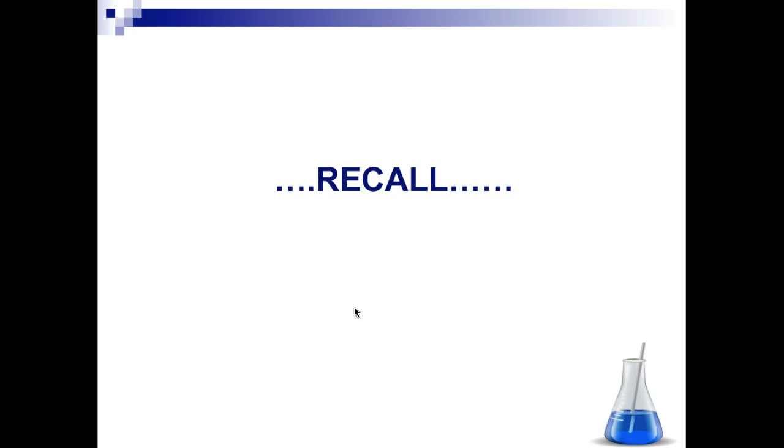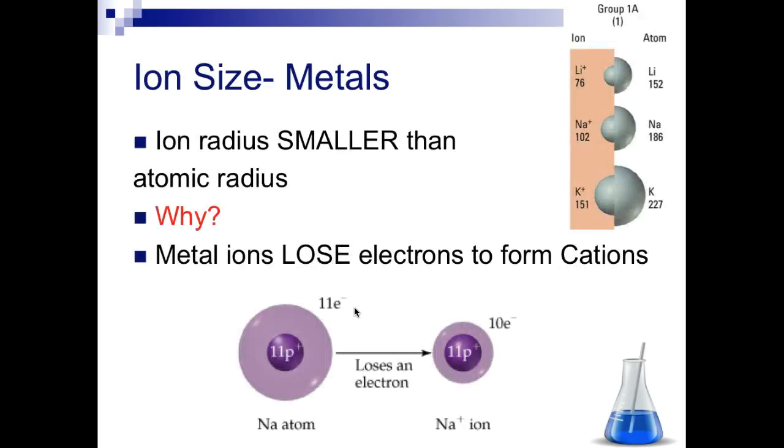So we're going to have to think about some things that we talked about a little while ago in the atom unit. So let's talk about ion size. In the atoms unit, we talked about cations and anions. So let's talk about their radius. Ion size, so for example, metals. Their ion size is smaller than that of their atom size or their atomic radius. And this is because metal ions lose electrons to form cations.